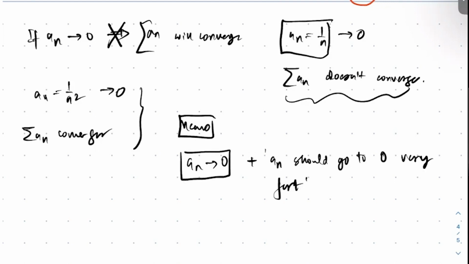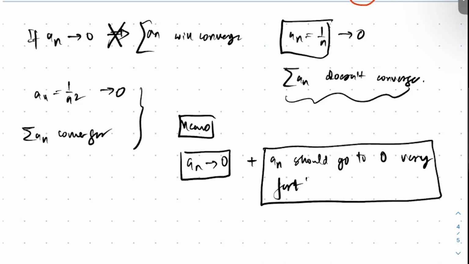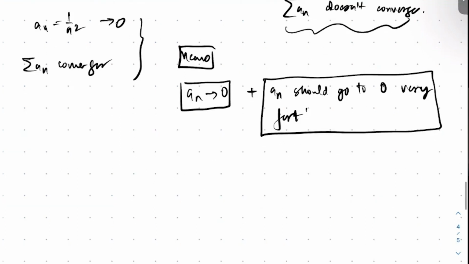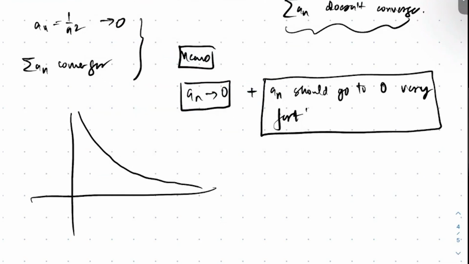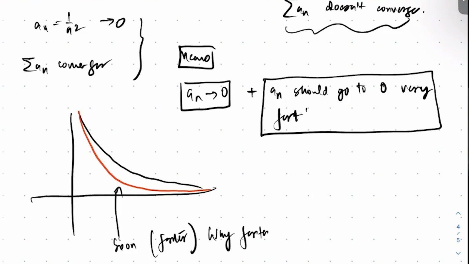A_n should not only go to 0, but should go to 0 very fast. Like 1 by n square goes to 0 faster than 1 by n. So the graph of 1 by n is like this, and the graph of 1 by n square is like this. So it goes faster. And this fastness has something to do with convergence; we'll talk about it soon. What do I mean by faster? Why does the fastness of convergence matter?